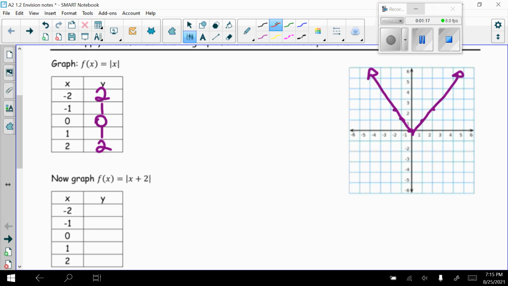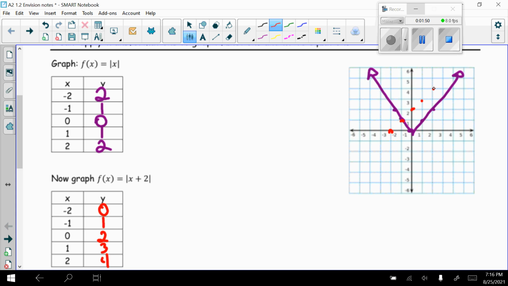We're going to graph f of x equals absolute value of x plus 2. So if I plug -2 in, -2 plus 2 is 0. The absolute value of 0 is 0. Plug in -1. -1 plus 2 is 1. The absolute value of 1 is 1. Plug in 0. 0 plus 2 is 2. Absolute value of 2 is 2. Plug in 1, and we get 3. 2, we get 4. Plot these points, and we're at -2, 0, -1, 1, 0, 2, 1, 3, 2, 4.